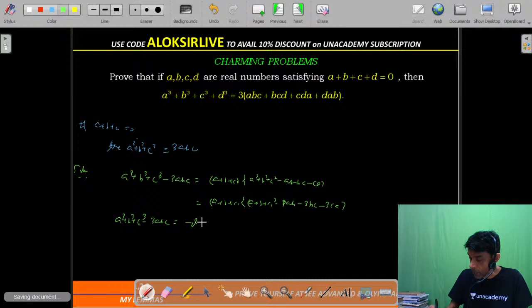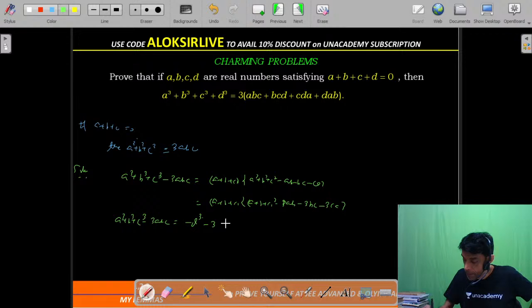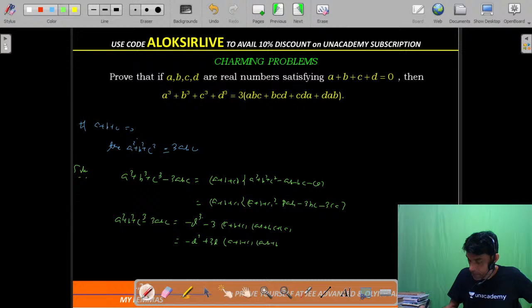So negative of d cubed, because negative, and then minus 3 times a plus b plus c and ab plus bc plus ca, which is again minus d. So minus d cube plus 3d times ab plus bc plus ca. Right, sorry, a plus b is gone. Now this is d cube.